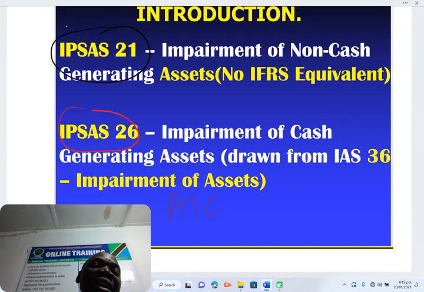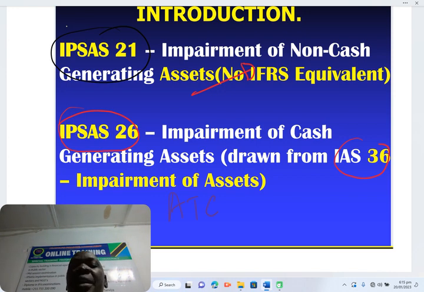But IPSAS 26 is rooted from IAS 36. That is very important. So we have examples of the public sector in Tanzania. For example, who are the users of IPSAS 21? Almost 90% of the public sector: ministries, the defense force, local government entities, and others. But very few use IPSAS 26. In 26, we have entities like Air Tanzania.